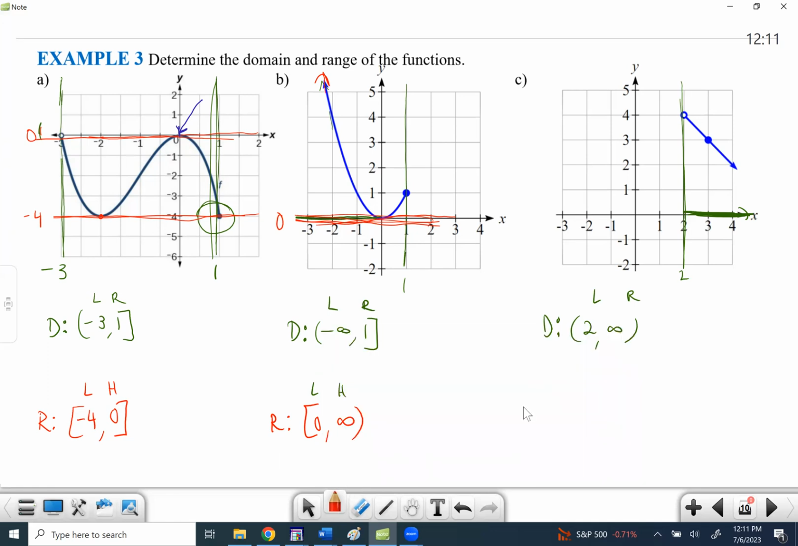Now, when I talk about range, that's when I'm going to care about lowest and highest, or up and down, right? So the lowest on the graph, there is no lowest. This is just going to keep going down forever. So it heads towards negative infinity because it's going down. And then the highest on the graph is going to be positive 4. That's the highest it's ever going to go. And because it's an open circle, we'll put a parenthesis on it.